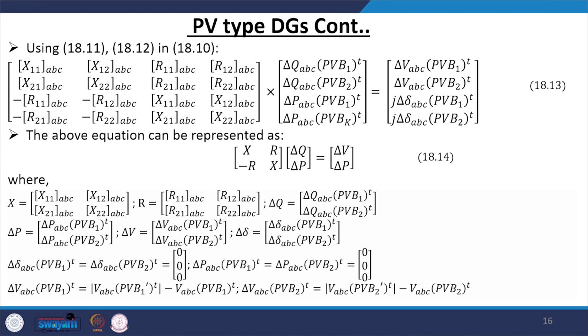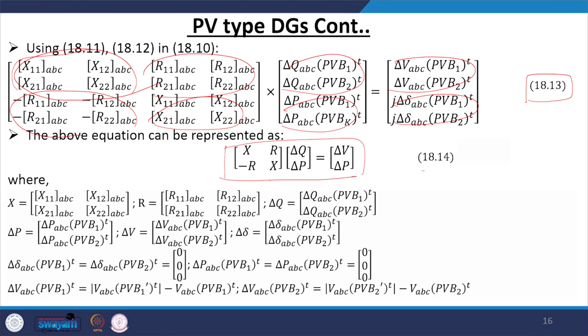Now, using equation numbers 18.11, 18.12 and 18.10, we can regenerate equation number 18.13, and the above equation can be represented as X minus R, X. This is my X, this is R minus R, and this is going to be X, and this is delta Q, and this is delta P, delta V, and delta theta. So, 18.13 can now be re-represented.